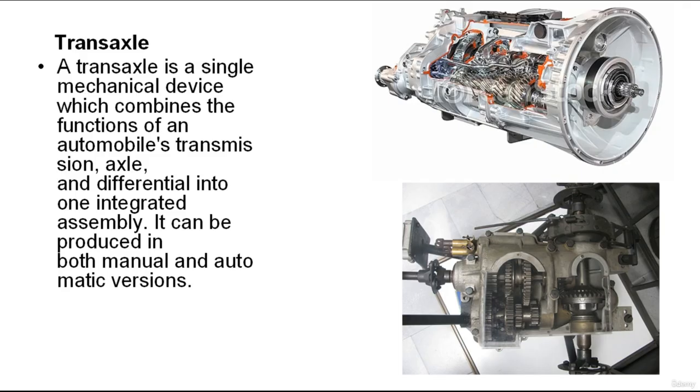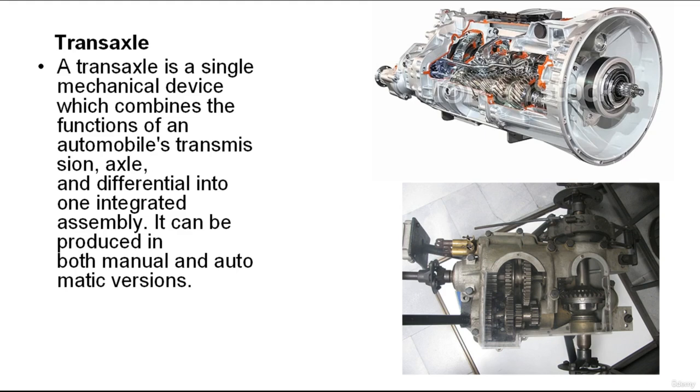Also, we have the transaxle. A transaxle is used in front-wheel drive vehicles. It's made up of a transmission and differential housed in a single unit. The gear set in the transaxle provides the required gear ratios and directs the power flow into the differential. The differential gearing provides the final gear reduction and splits the power flow between the left and right drive axles.